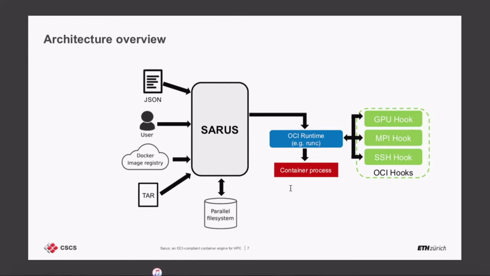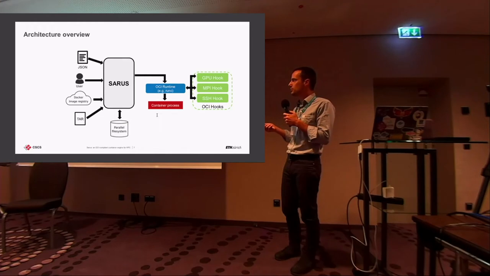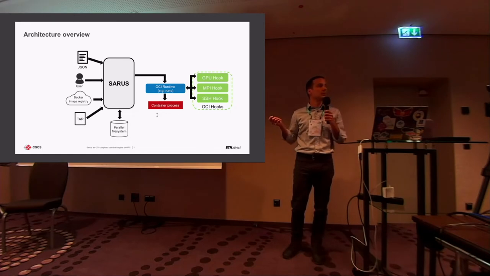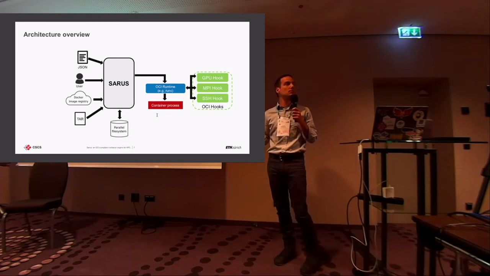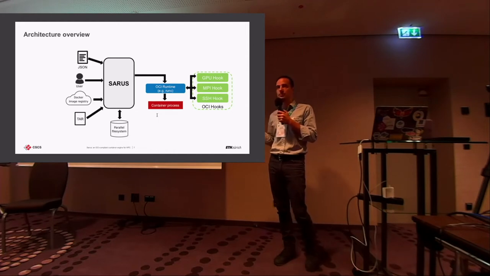This is the idea. Because of time, I will not go into too much detail on all these moving pieces, but for example, for compatibility and interoperability, the GPU hook that we are using is the official OCI hook developed by NVIDIA. This is plugged in directly. Cray systems come with the Cray MPT, a proprietary implementation of the MPI stack. We are working together with Cray so that they will provide an MPI hook supporting the Cray MPT stack.